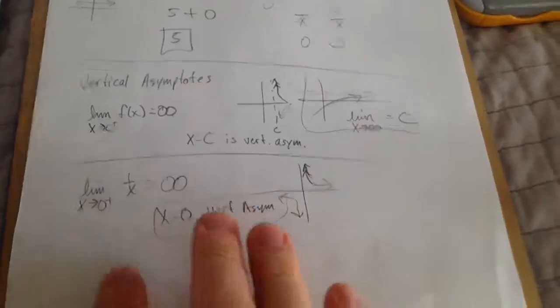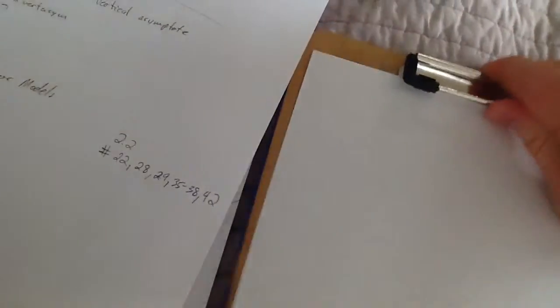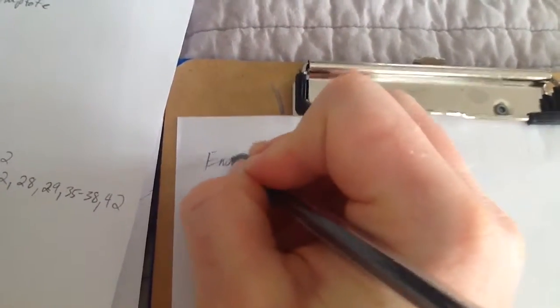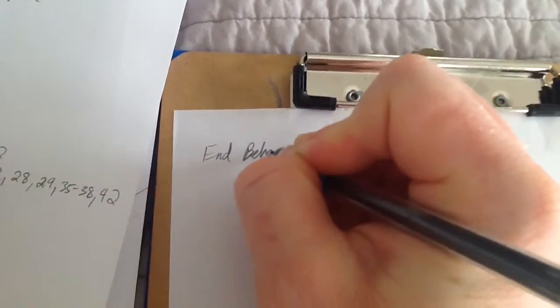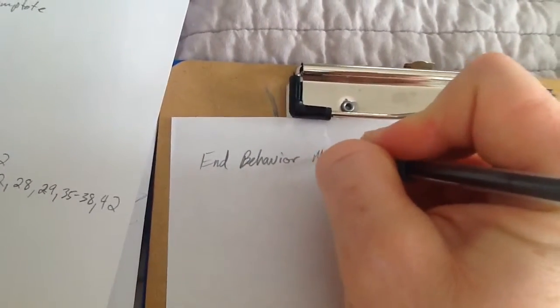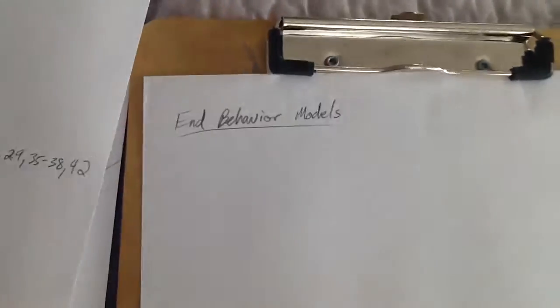And I'm going to do some example problems here in a second, after we talk about end behavior models. What an end behavior model is, basically, is, let's say we have two functions.